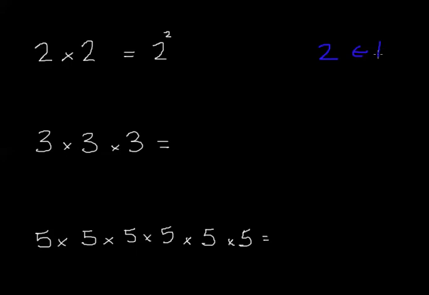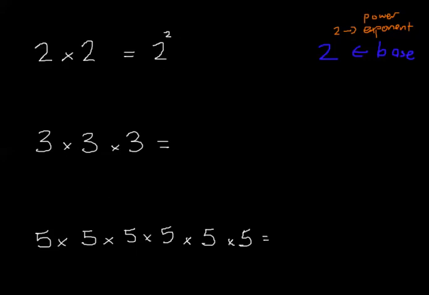This here is known as the base. Now the little 2 up in the right hand corner is also known as the exponent, or the power. So we can say that this is 2 to the power of 2, or it's also known as 2 squared.